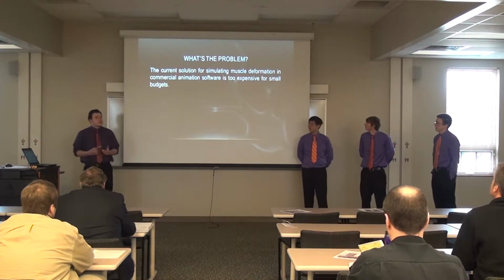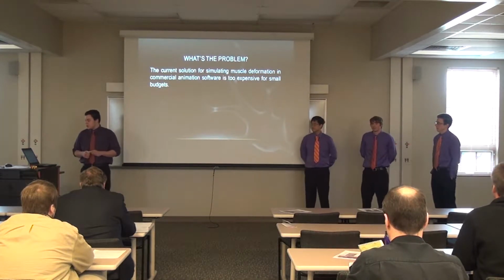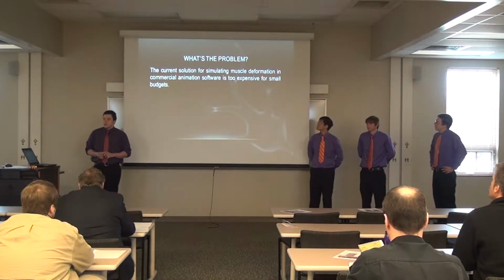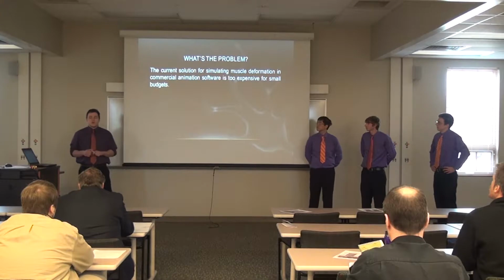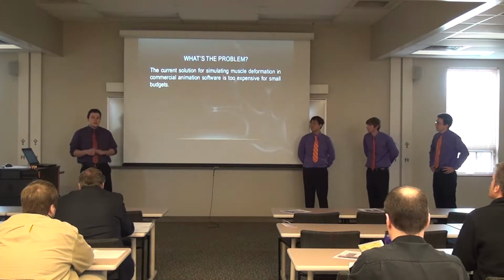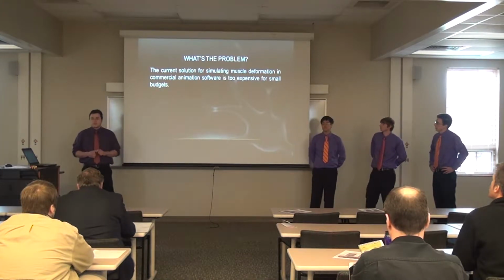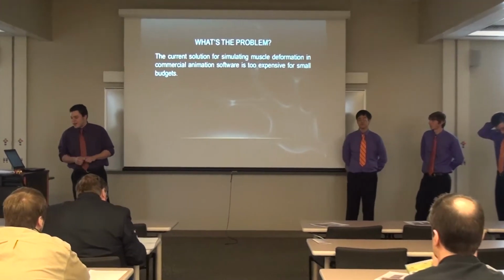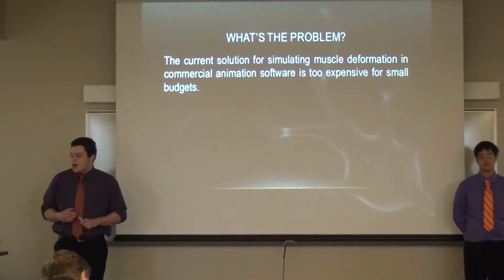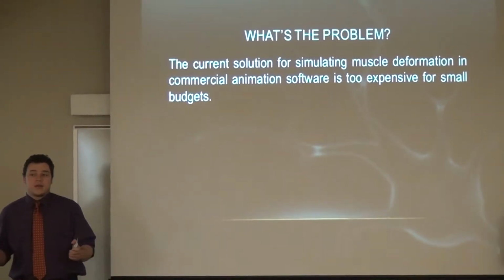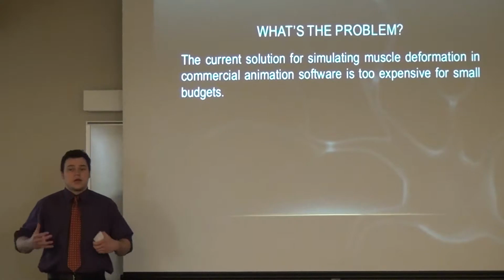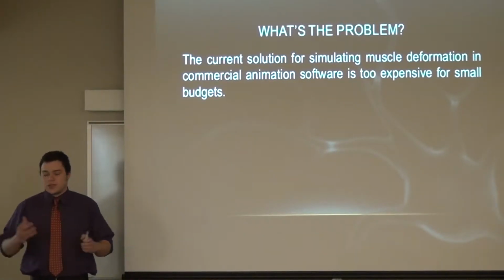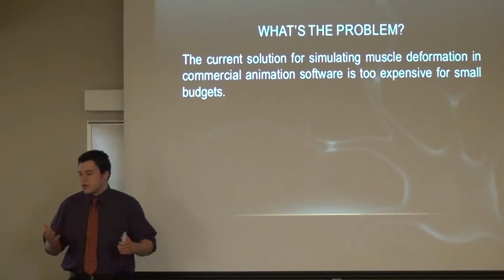So to start off, what is the problem? The current solution for simulating muscle deformation in commercial animation software is too expensive for small budgets. Now, when you want to show muscle deformation in your character, you don't always need to, but the current solutions are very long. It's a very long process, and you still might not get the best results with it. Another problem is a lot of big house animation companies have their own software to show muscle simulation and deformation in the characters, but this could be too pricey to obtain. So that's a problem we're facing.